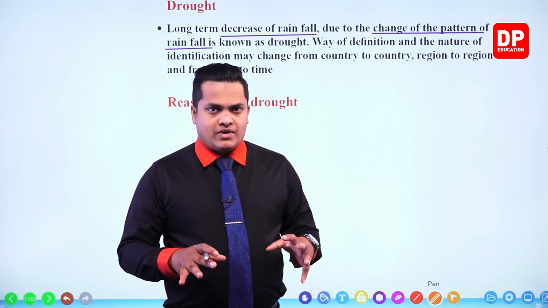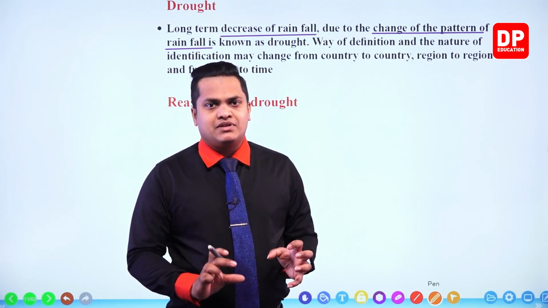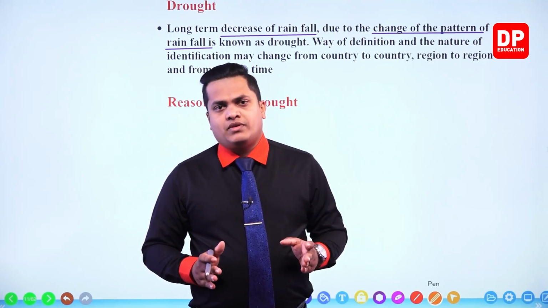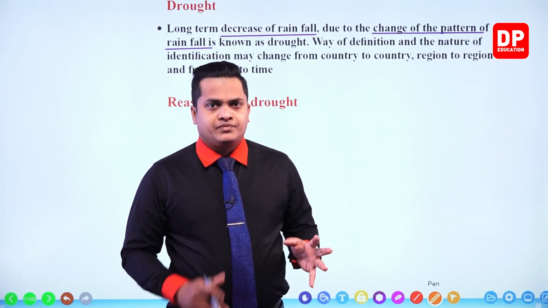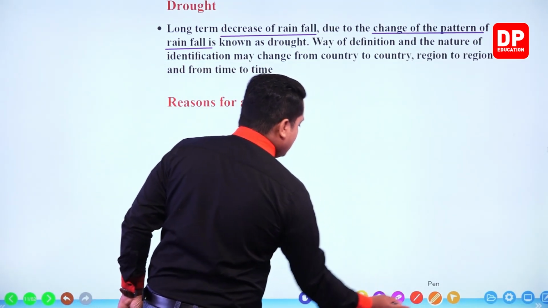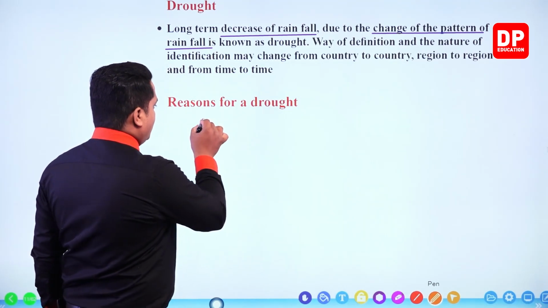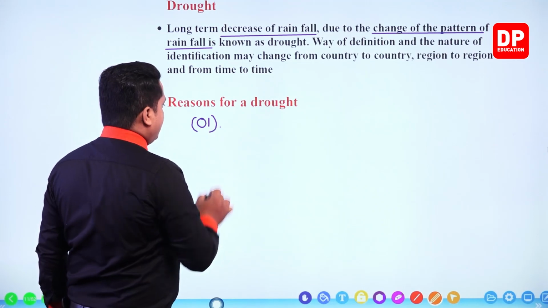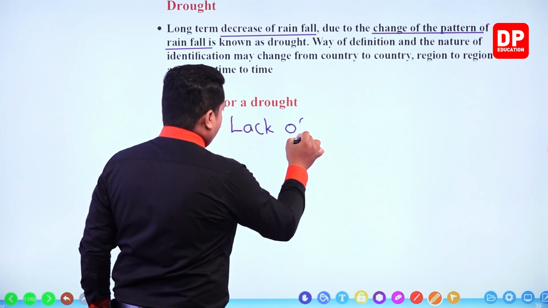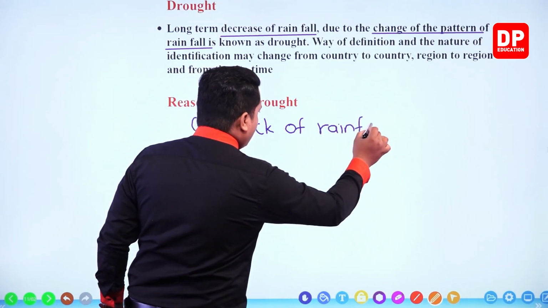But now, when we are discussing this, I have given you several simple examples for the reasons for droughts. So we'll write down the simple reasons for a drought. The first and foremost reason, these are simple ones, not that complex, very simple reasons for a drought. So first and foremost, you can write, my dear children, lack of rainfall, right? Lack of rainfall.